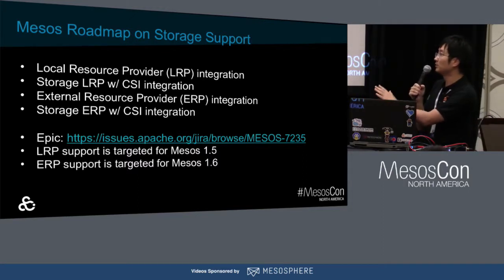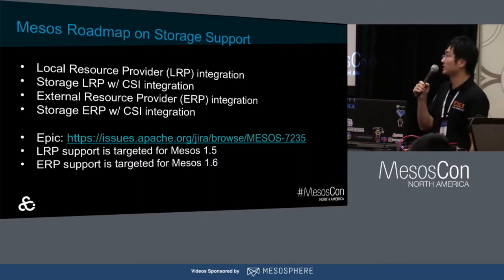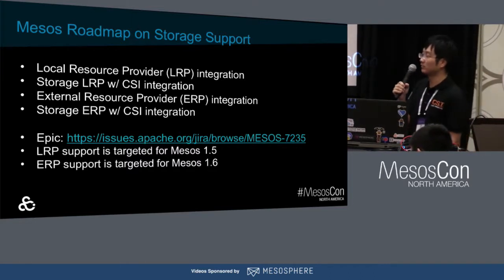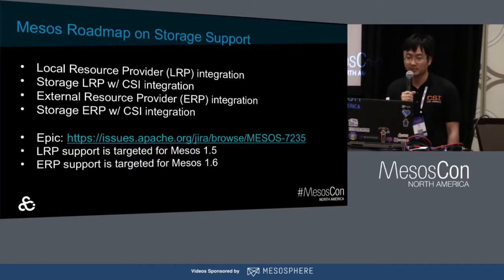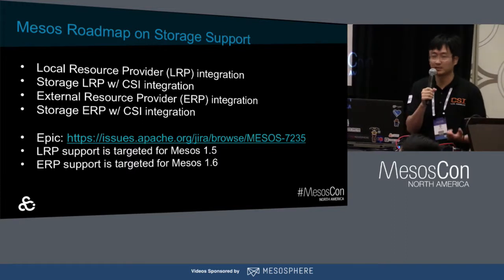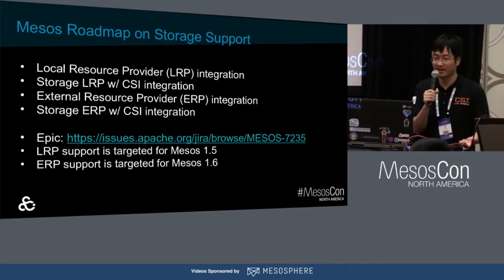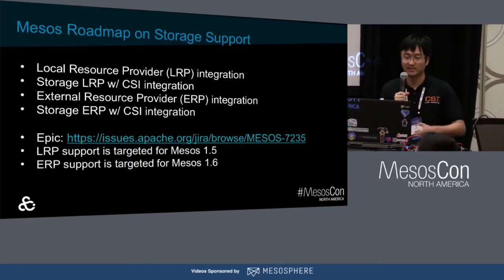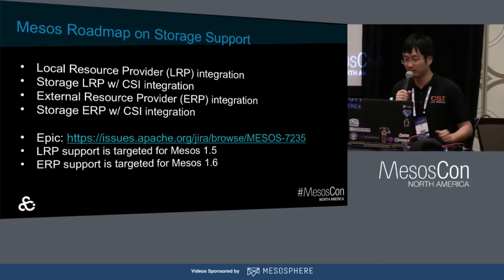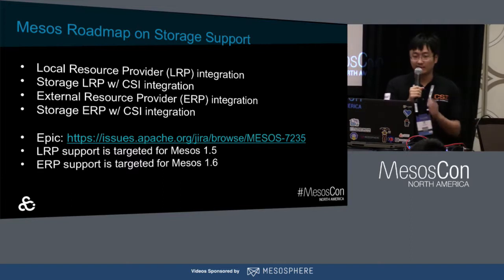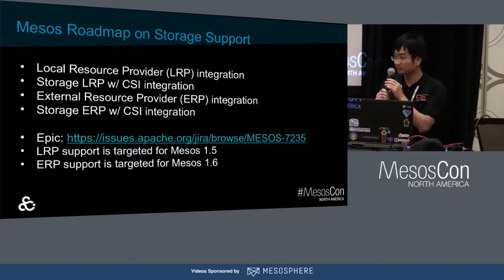So the LRP, local resource provider support, is targeted for the next release, and the ERP is targeted for the release after that, which is 1.6. Our release cycle is 2 months, so expect that to be available in 2 months, and ERP support is going to be the release after that, which is 4 or 5 months. All right, now I'm going to hand over to Steve.